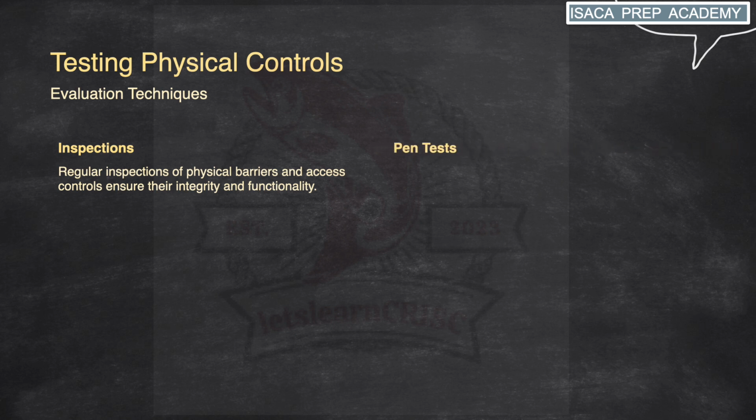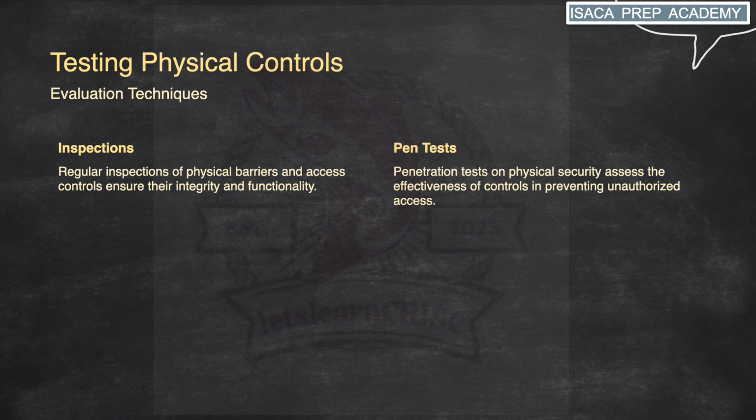Next, about the pen testing. Friends, pen testing is also known as penetration testing. Friends, penetration tests on physical security involve simulated attacks or intrusion attempts to assess the effectiveness of controls in preventing unauthorized access to the sensitive areas or assets within an organization. These tests, also known as physical penetration tests or physical security assessments, aim to identify vulnerabilities and weaknesses in the physical security measures such as locks, access controls, fences, and surveillance systems.